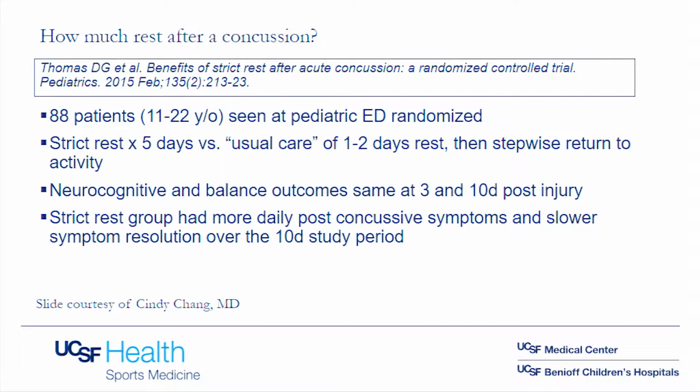They examined these patients at 3 and 10 days post-injury and found that they had the same neurocognitive and balance outcomes. And actually, at 10 days post-injury, the strict rest group had more daily post-concussion symptoms and slower symptom resolution compared to the group that didn't rest so long. So again, the group that rested strictly for 5 days actually had more symptoms and felt worse at the 10-day checkup than the group who only rested for a day or 2. This was surprising to a lot of us who've been recommending really a lot of rest post-concussion.